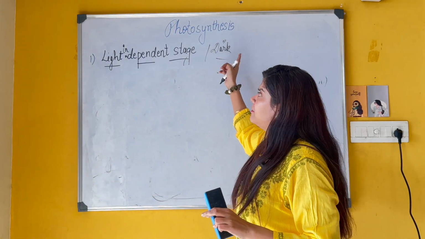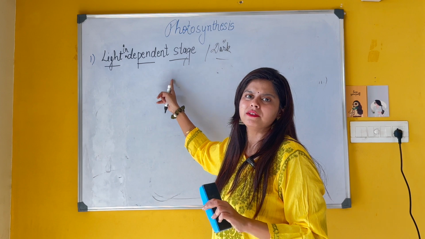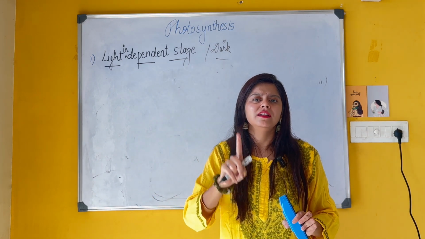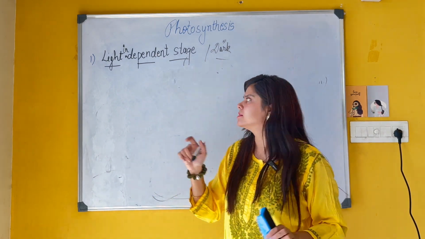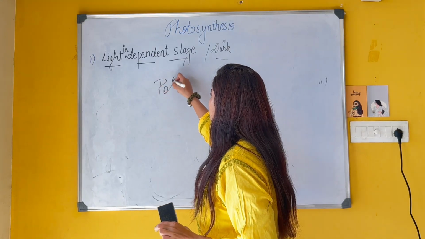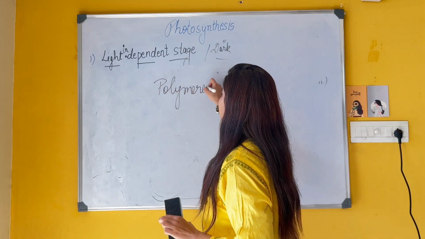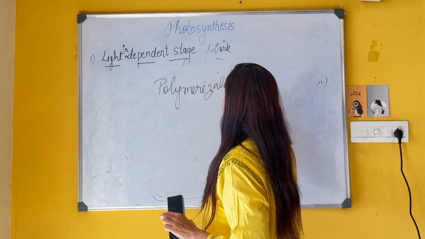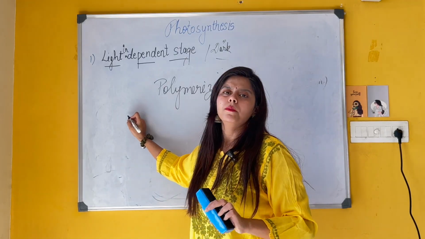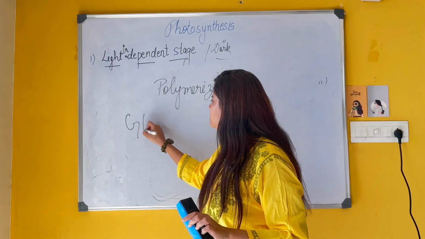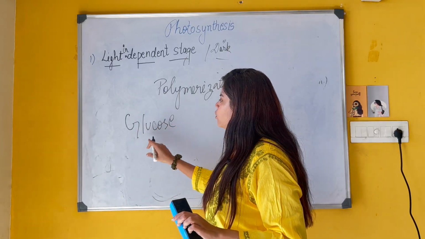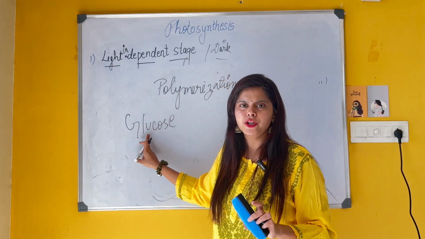Now in the dark phase, the light independent phase, only one process takes place. There is only one process. The name of that process is polymerization. I will explain what polymerization is. By photosynthesis the plant has made glucose.